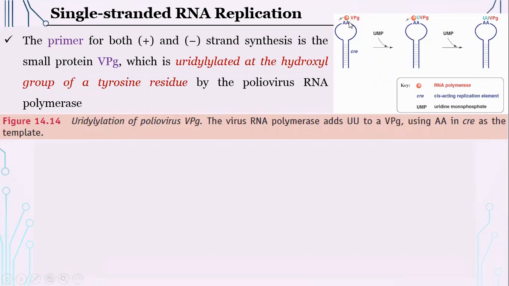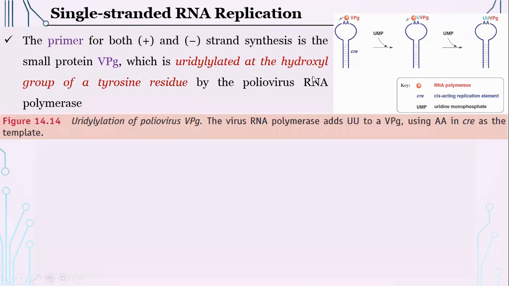So the VPG will bind there, and this red color, this is RNA polymerase. The RNA polymerase will bind with the VPG and will start polymerization from there. In front of this A, it will bind U, and by binding U with the VPG, this is known as uridylation, and the second U will be bound with that then, and this is uridylated, and now the amplification will start from here. And this is actually the start of the primer. This will work as a primer.